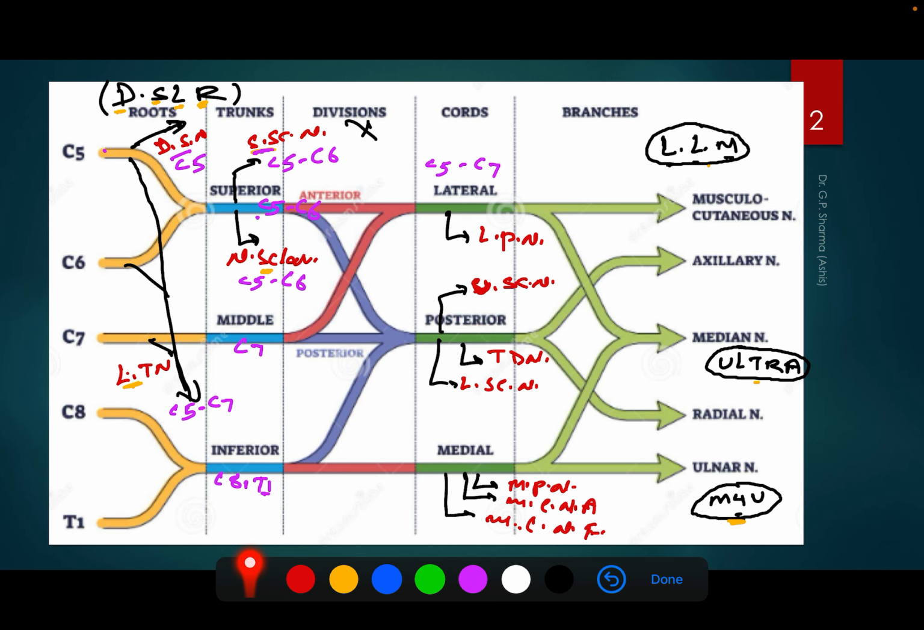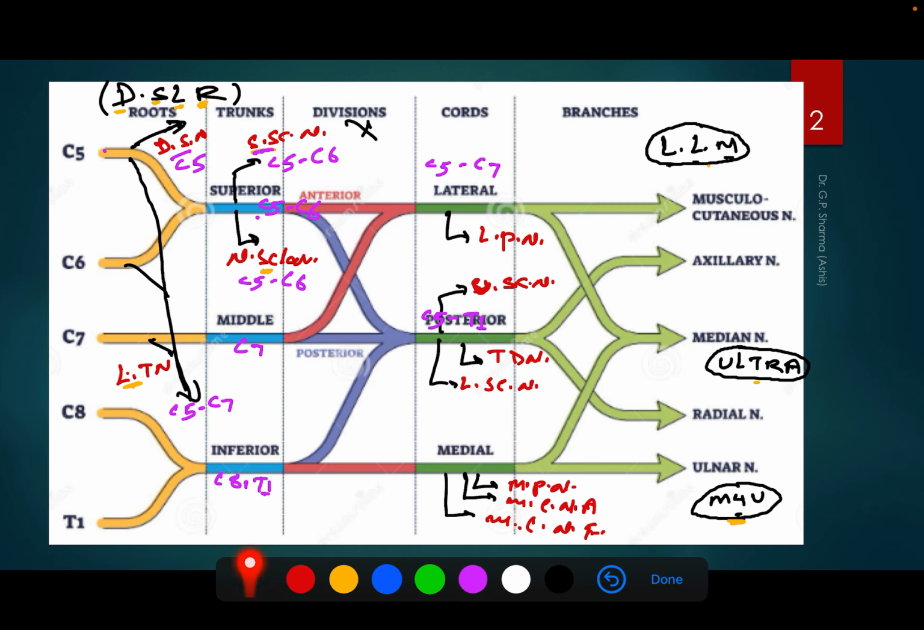My posterior chord contains this at C8 T1, this at C7, and this at C5 and C6. That's why this root value should be C5 to T1, all 5 roots of the brachial plexus.